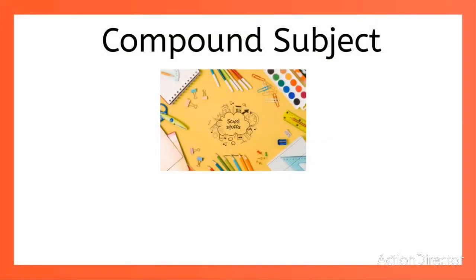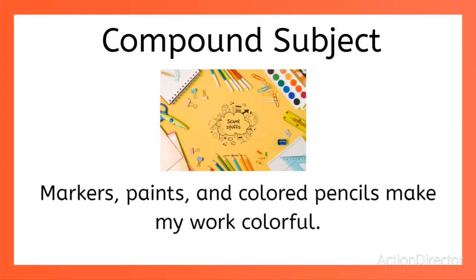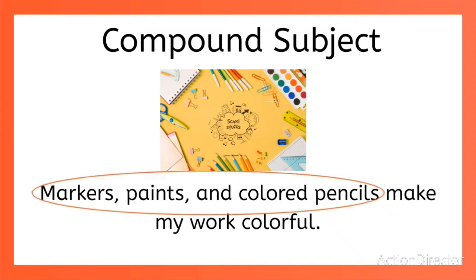Okay, last compound subject. Markers, paints, and colored pencils make my work colorful. The compound subject is markers, paints, and colored pencils. This sentence is about three things that all share the same predicate, make my work colorful. Remember, a compound subject contains two or more subjects joined by a coordinating conjunction. If we have more than two subjects, we separate them with commas.